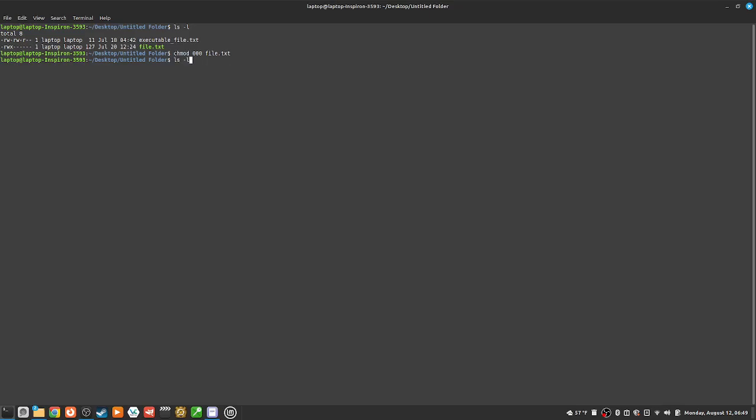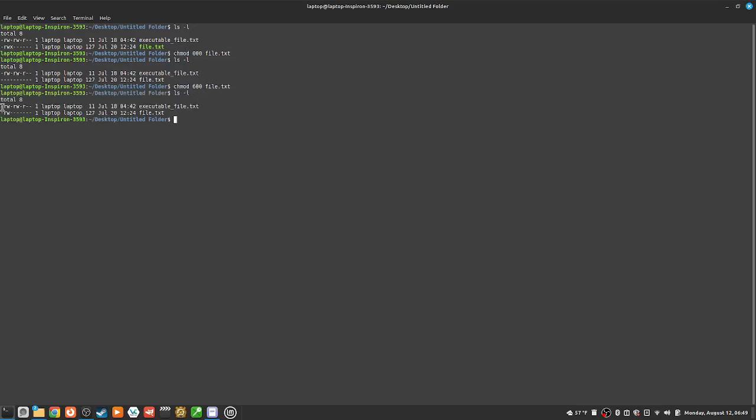Okay, and we go ls -l, and now it has no permissions. Now let's give ourselves, the user, read and write permissions, but no execute. So we would be doing the same thing, except instead of 0, it would be 600. And now we just have the read and write permissions, and nobody else has any permissions.